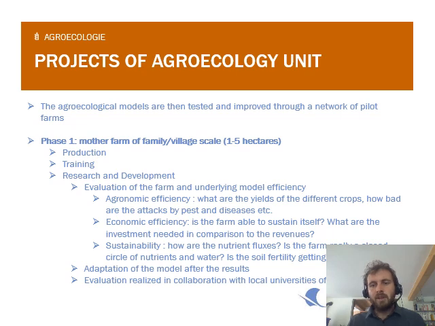And we will look at the sustainability of the farm. So is it really in a closed cycle? Do we have a better biodiversity than in other farms in the region, and so on? With all this result, we will be able to adapt and perfect the model, and then when it's done, we can publish it and share it at a larger scale.